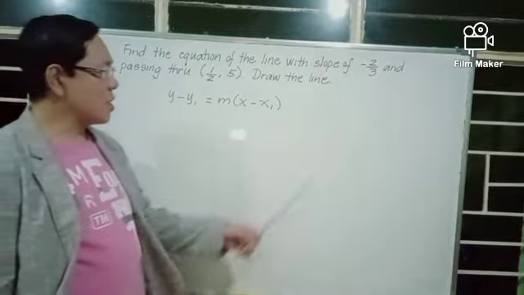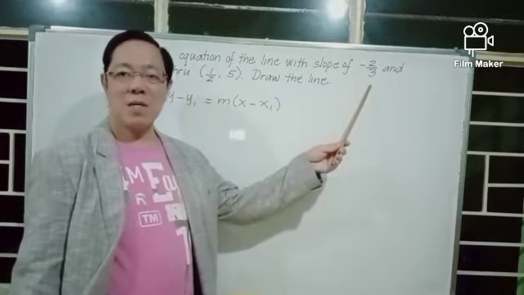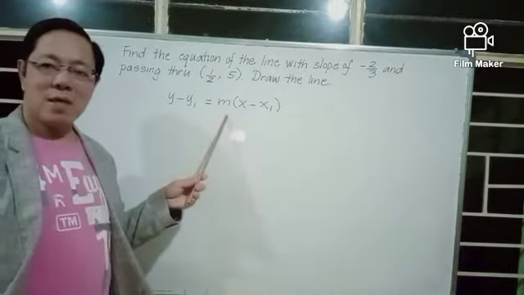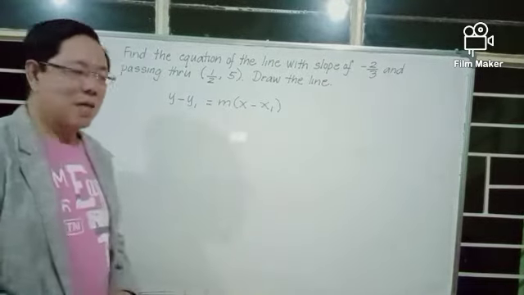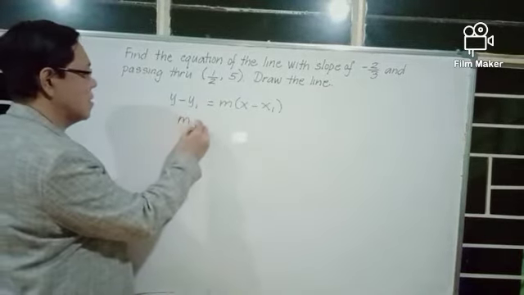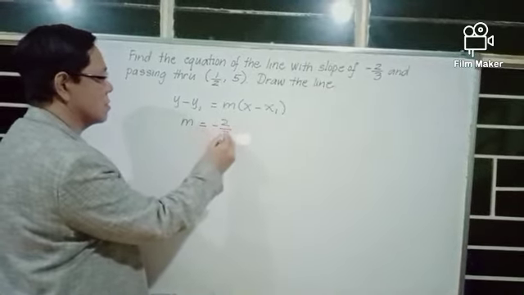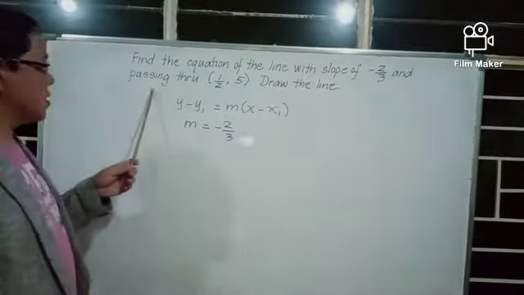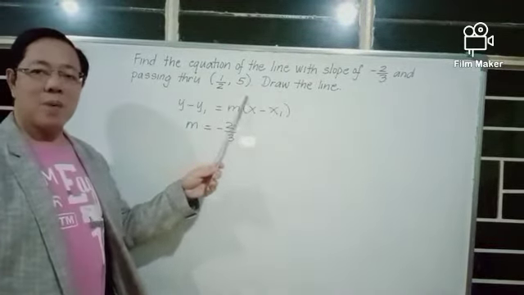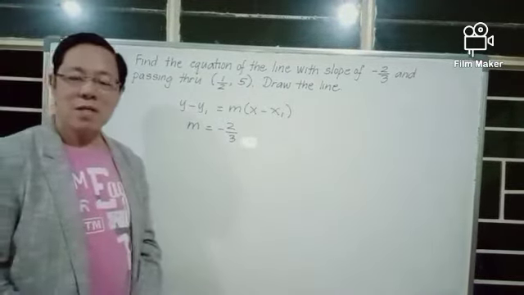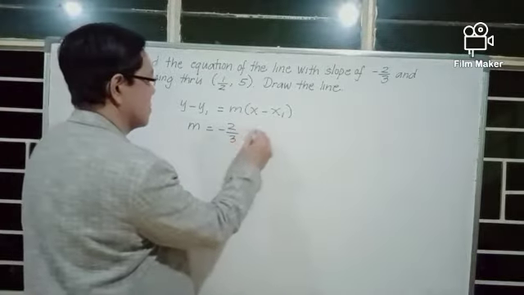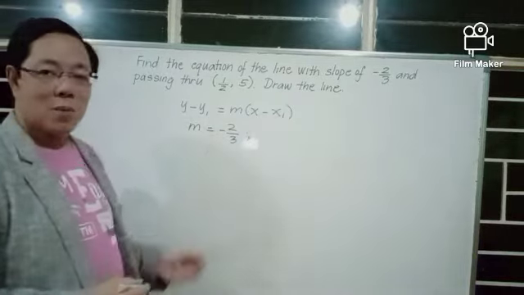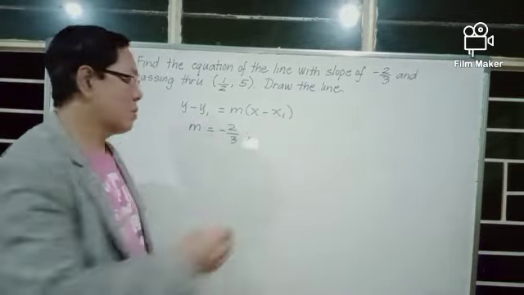The given information includes the slope of negative 2/3. The slope of the line is denoted by m. Therefore, m equals negative 2/3. And the problem also says that the line is passing through the point with coordinates (1/2, 5). And that is the point with coordinates (x1, y1) in the point-slope form.